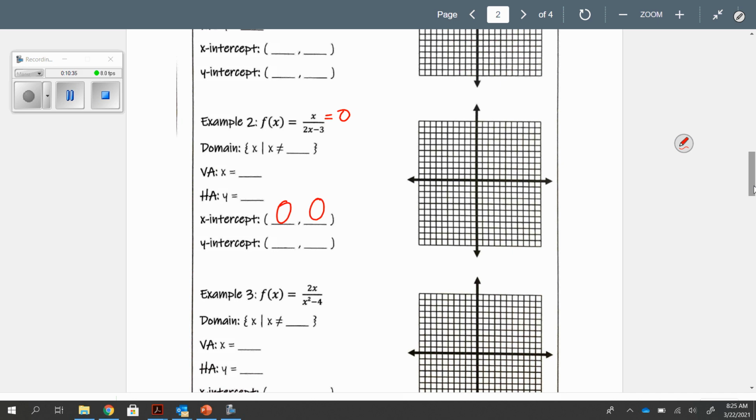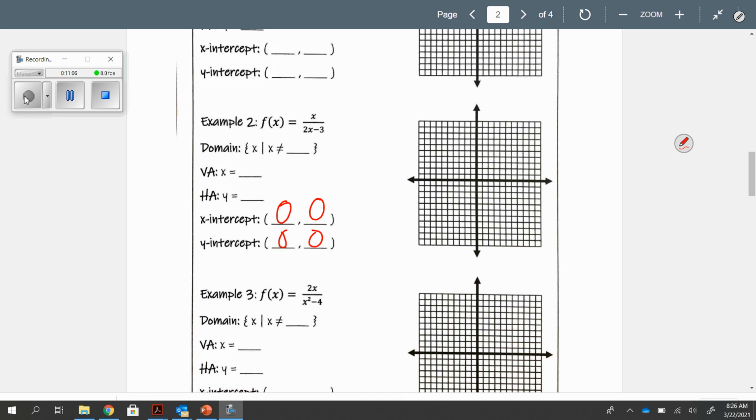All right. Then the y-intercept, plug 0 in wherever x is. So 0 over 2 times 0 minus 3. That's going to be 0 over negative 3, or 0. So the y-intercept is also (0, 0). All right, so we already have the x and y-intercept. Let's find the vertical asymptote.